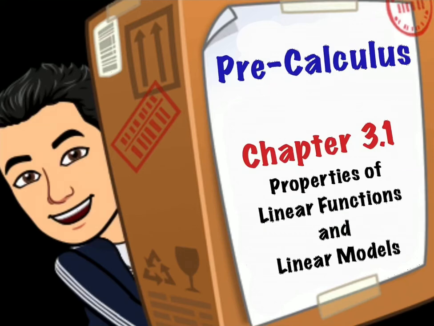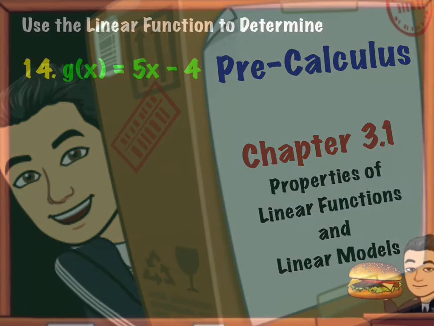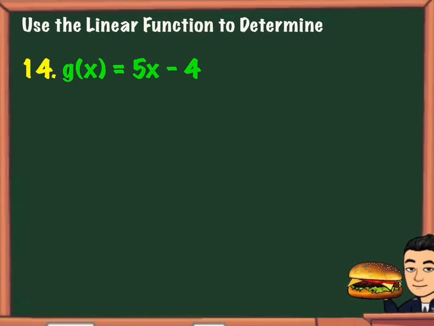Alright, this is Precalculus Chapter 3.1, the properties of linear functions and linear models. Let's get started. Number 14, we're given a linear function, and we're going to determine the first thing. Letter A, the slope is positive 5, and the y-intercept is negative 4.